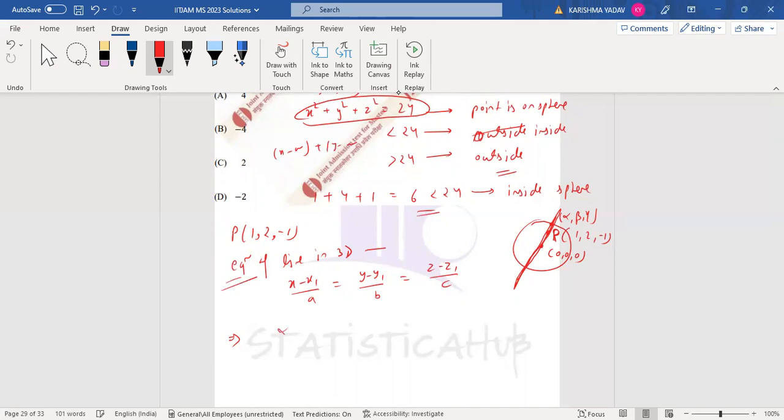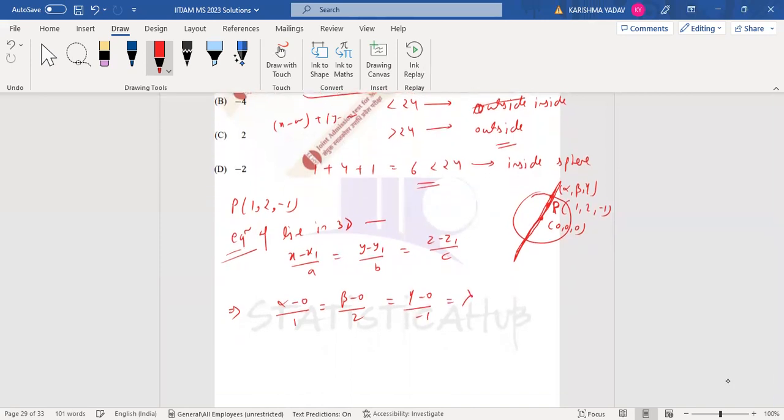So by using the line equation, I get (alpha minus 0) by 1 equals (beta minus 0) by 2 equals (gamma minus 0) by minus 1, and that equals some lambda. Now let's solve these. So I got alpha equals lambda, beta equals 2 lambda, and gamma equals minus lambda. So we have got these three points, alpha, beta and gamma.